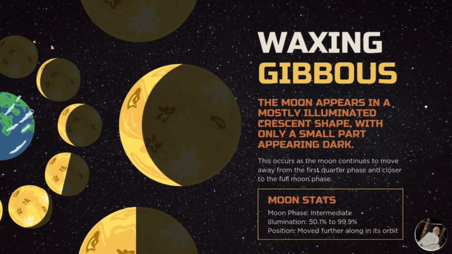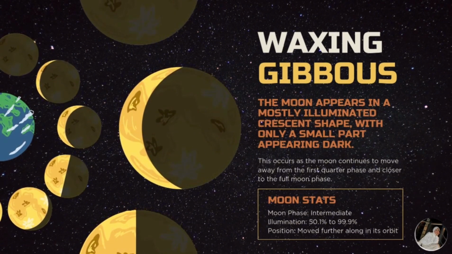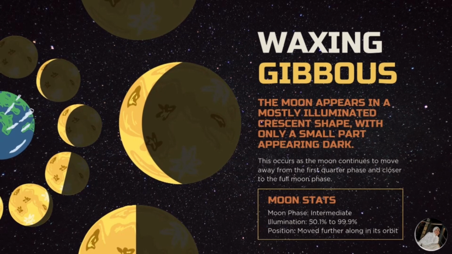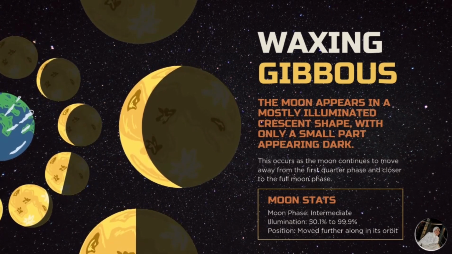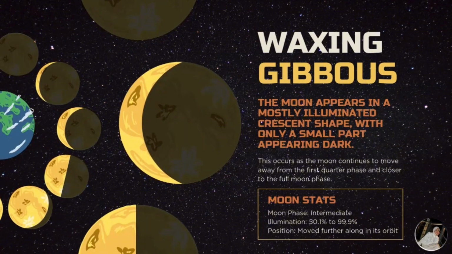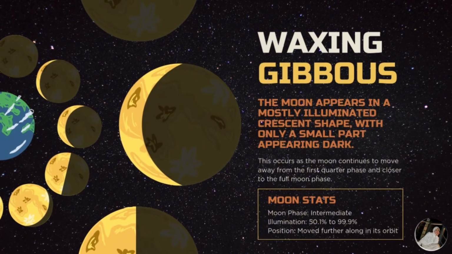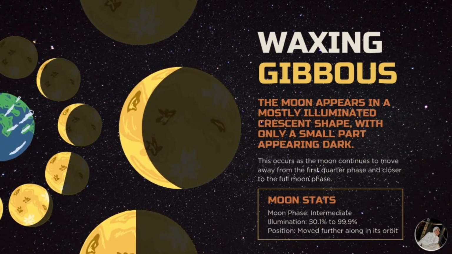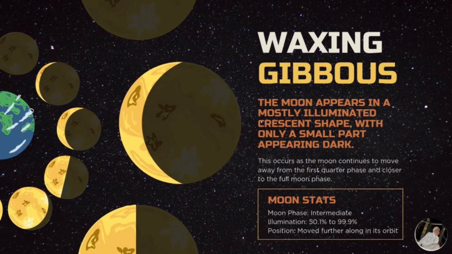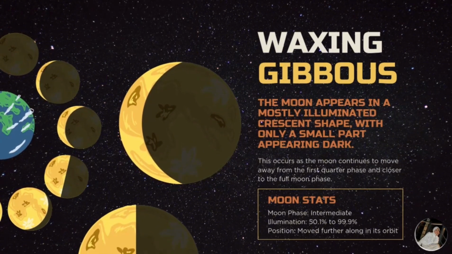Waxing gibbous. The Moon appears mostly illuminated with only a small part appearing dark. This occurs as the Moon continues to move away from the first quarter phase and closer to the full Moon phase. Moon phase is intermediate. Illumination is 50.1% to 99.9%. Position is moved further along in its orbit.